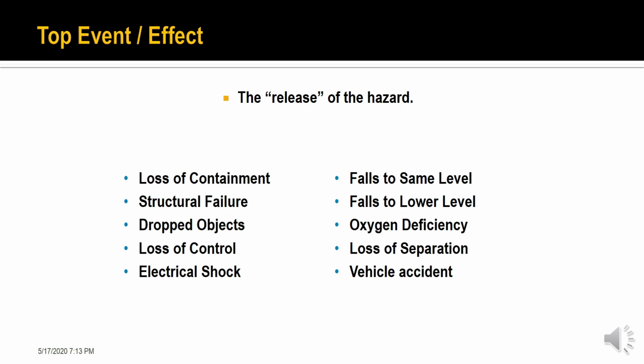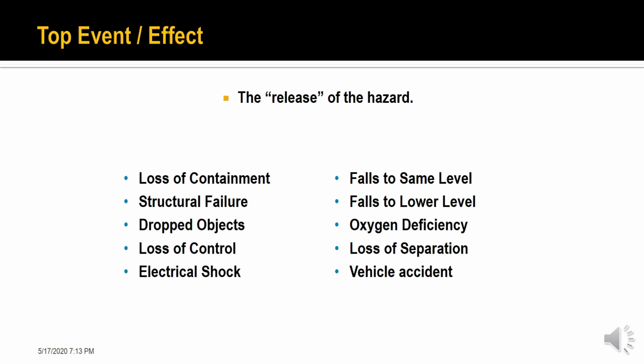Structural damage, something is falling. Drop objects, something which has been mounted on top is coming and landing on the ground. Loss of control, a person is driving a crane or vehicle, he's losing control over the thing. Electrical shock, the electricity is supposed to stay within the conductors, it is getting damaged and someone receives the electrical shock. Falls to the same level, while you are walking, you trip and fall to the same level. Falls to the lower level, you are working on a roof and falling to the ground. That is falling to the lower level.